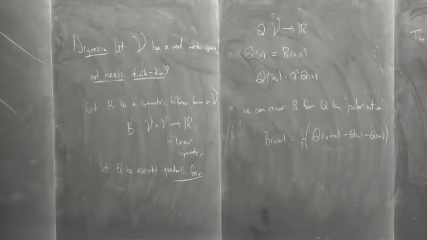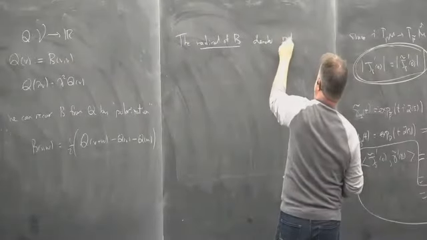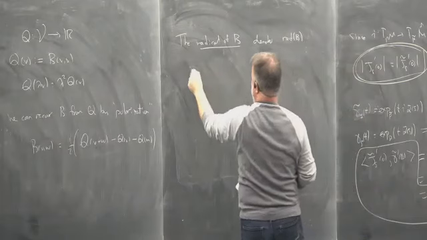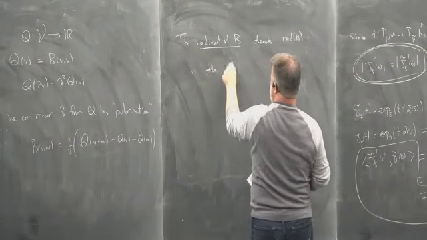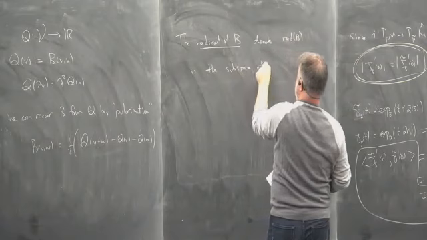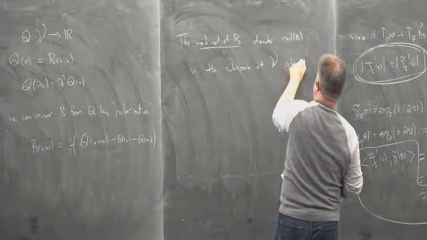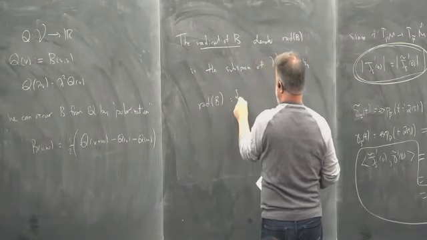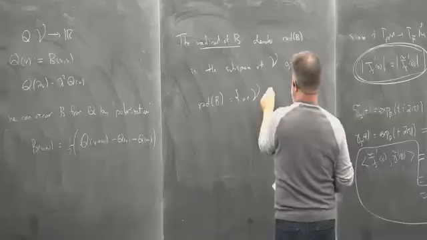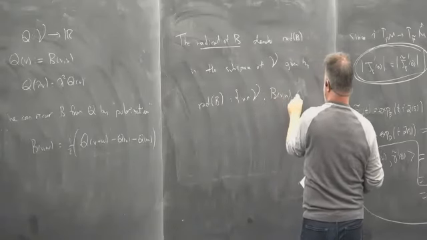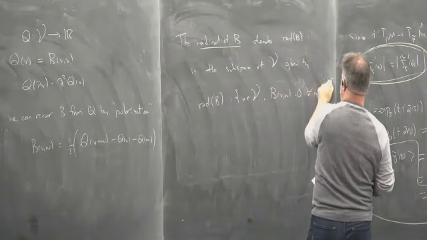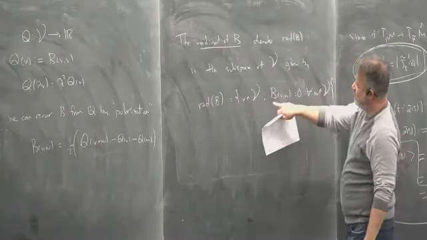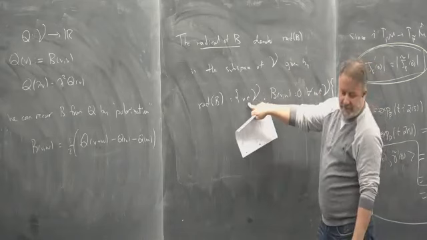So the radical of B, denoted rad B, is defined to be the subspace of V given by: rad B is all of those vectors v in the vector space such that B(v, w) is 0 for all w. Okay, it's clear that by the bilinearity of B, this is a subspace.